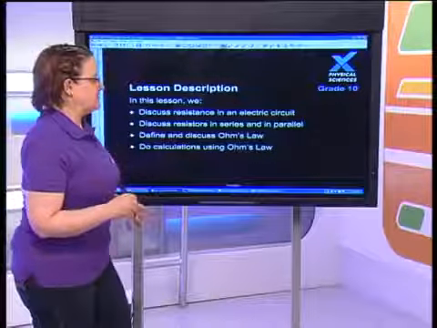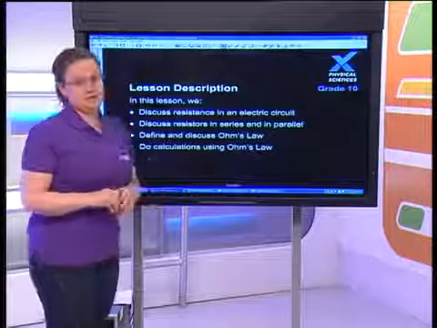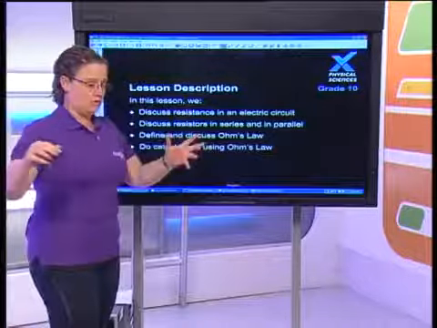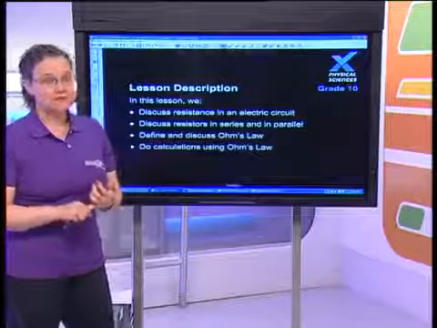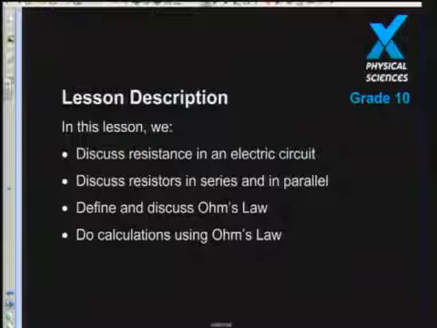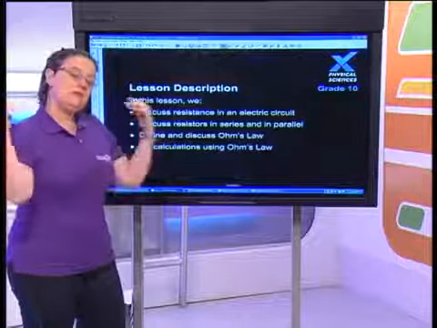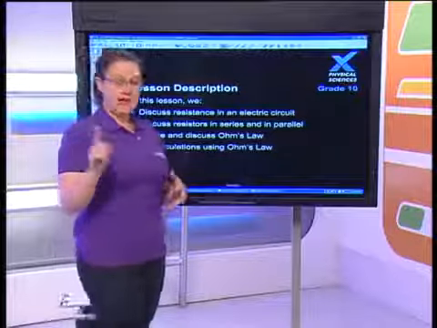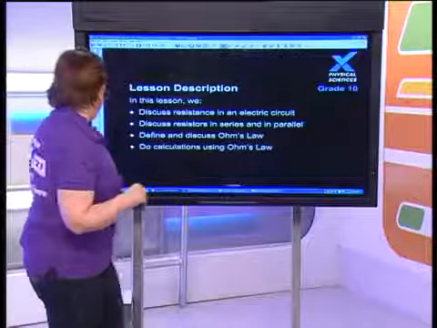But before we get there, let's just talk about what we are going to do today. We are going to discuss resistance in an electric circuit, what it is, all of that sort of stuff. We're then going to look at resistors in series and in parallel, because that's really important, how they're connected. We're then going to define and discuss Ohm's law, very, very important law, and we're going to do a couple of calculations using Ohm's law, okay? So we're still keeping it fairly simple. Next week, so make sure you don't go anywhere, we're going to do the more complicated circuits with circuit diagrams and that sort of thing, okay?